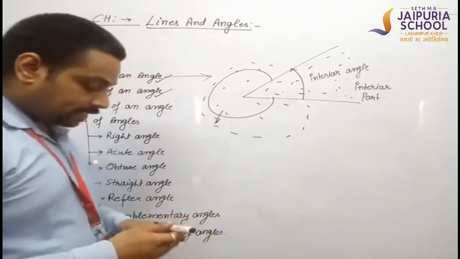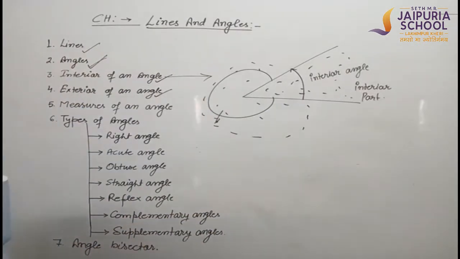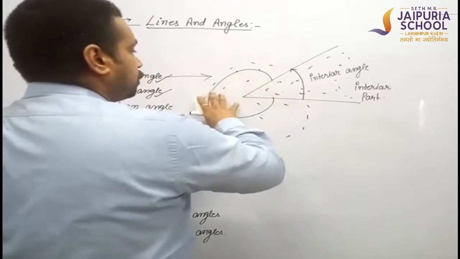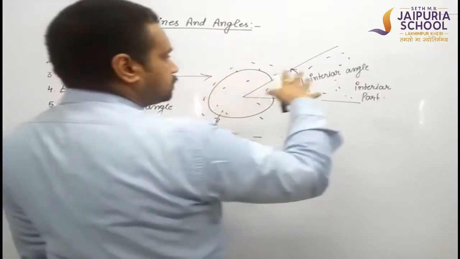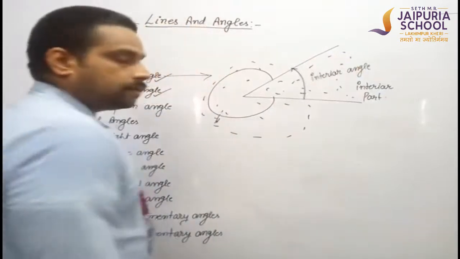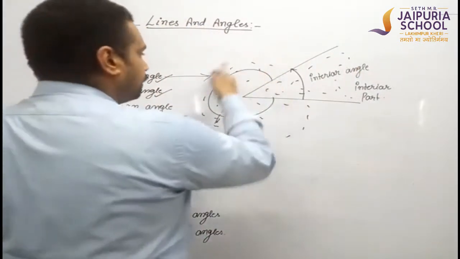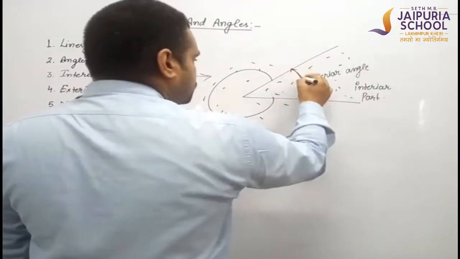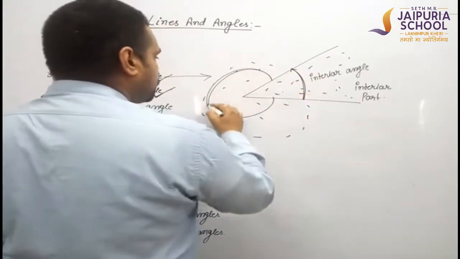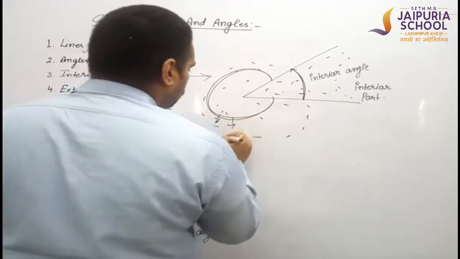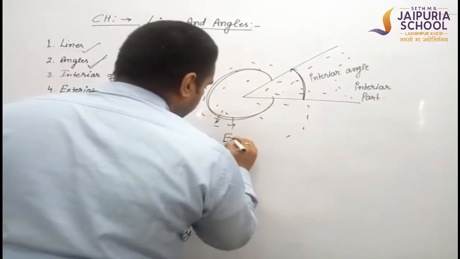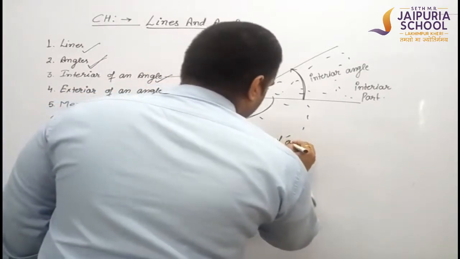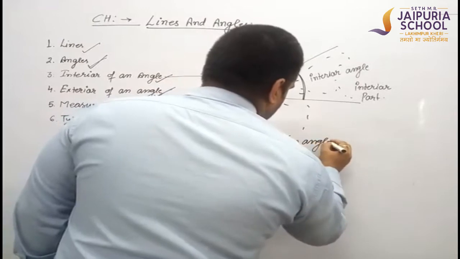So you can say that this is an exterior part because no point of this region is lying inside the interior part. So this becomes the exterior of an angle. If this is an interior angle, then this is the exterior of an angle.